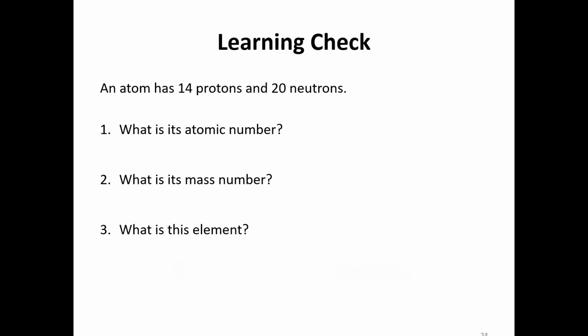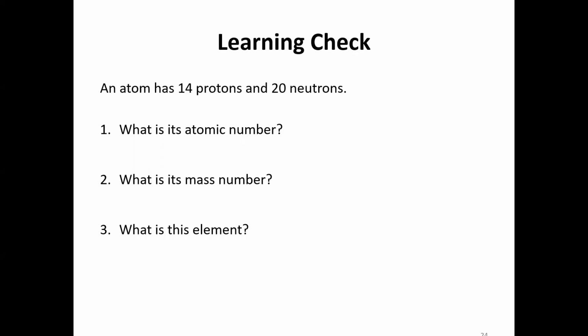So if you're looking at the periodic table, we're going to do another learning check now. I have an atom that has a total of 14 protons and 20 neutrons. I want to know what the atomic number is, what the mass number will be, and what element it represents.